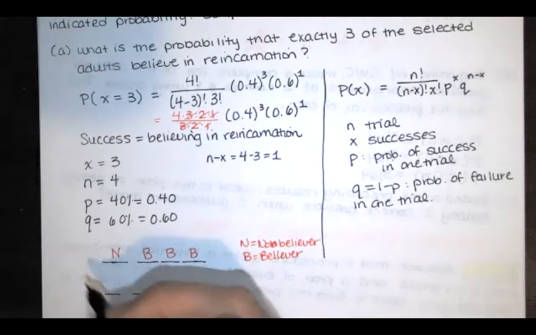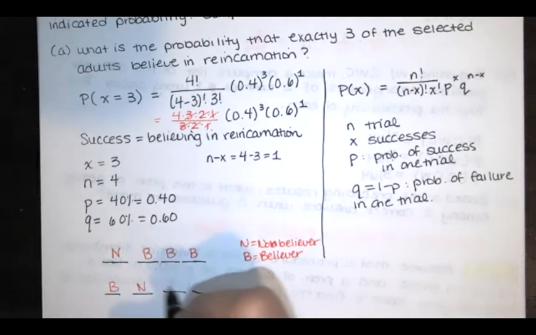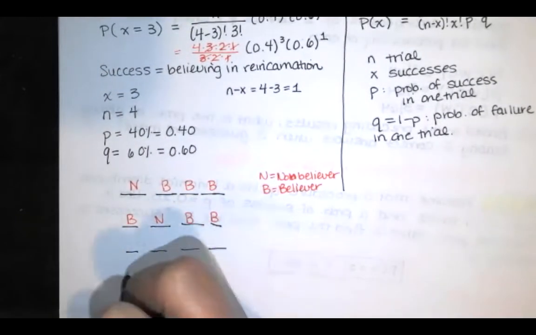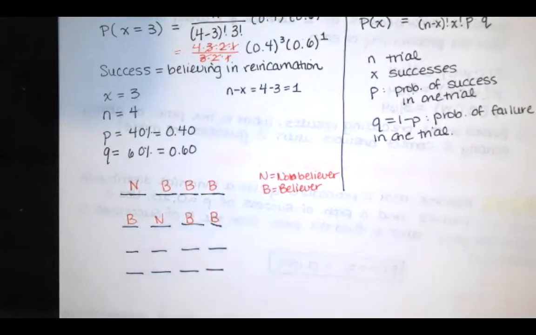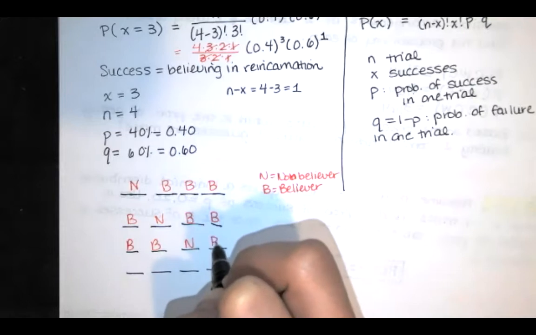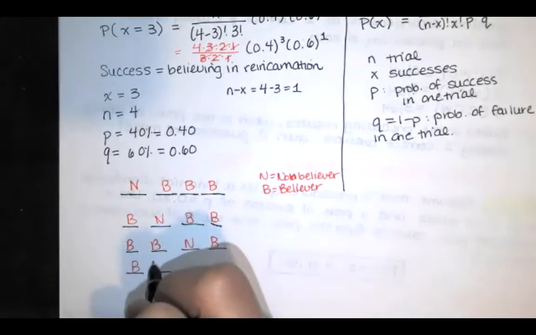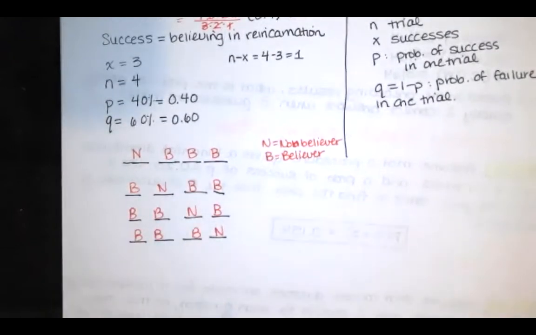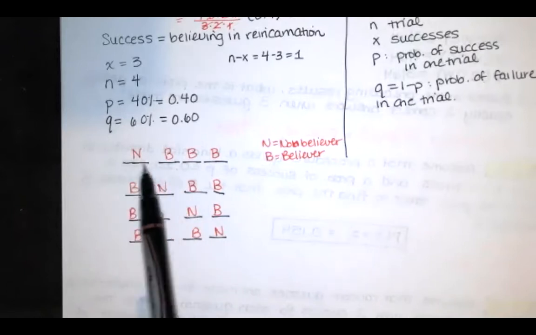Or you could have a believer and then a non-believer and 2 believers. Or you could have 2 believers, a non-believer and a believer. Or you could have 3 believers and a non-believer. So we actually have 4 different arrangements that feature 3 believers and 1 non-believer. Now, all of these actually have the same probability.